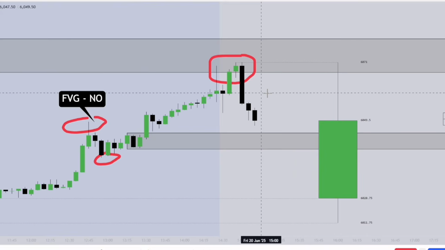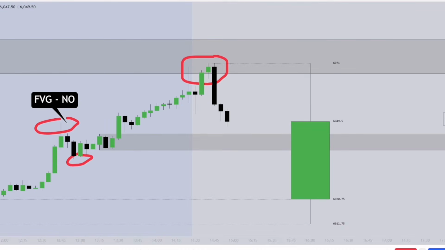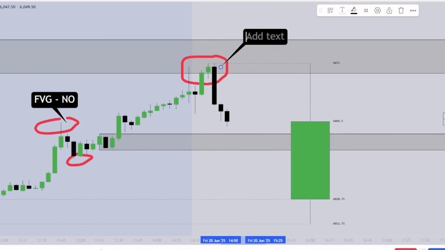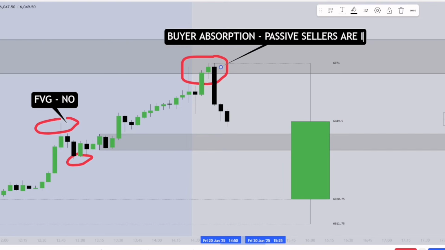And so when you look at it from a fair value gap perspective, the only reason fair value gaps hold is because there's been an absorption. So what's going on here is that there is a buyer absorption, which means passive sellers are in control. And so this is the main theme of the video.